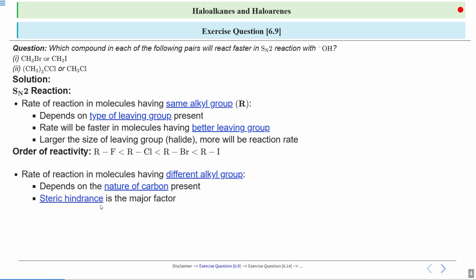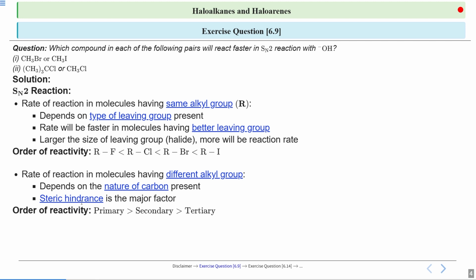So here, when you have different alkyl groups, steric hindrance is the major factor. The incoming nucleophile is going to attack the carbon from the opposite side of the carbon-halogen bond, so it should face less steric hindrance to bond with the carbon, right? So steric hindrance is the major factor in this SN2 reaction, and the order of reactivity will be highest for primary, then secondary, and then tertiary.